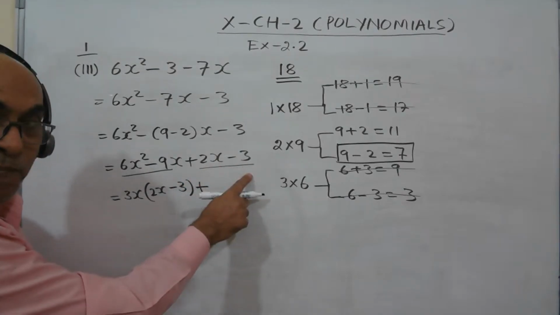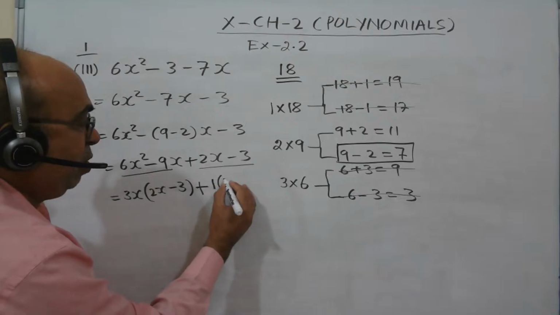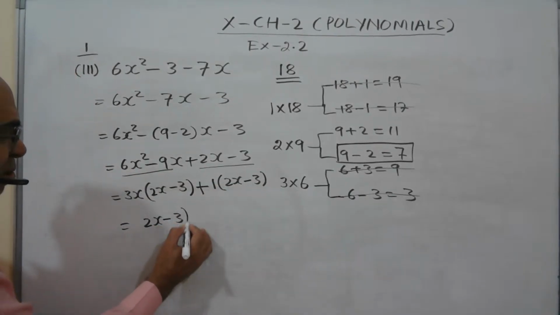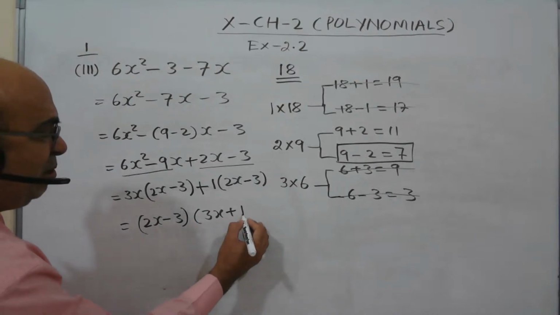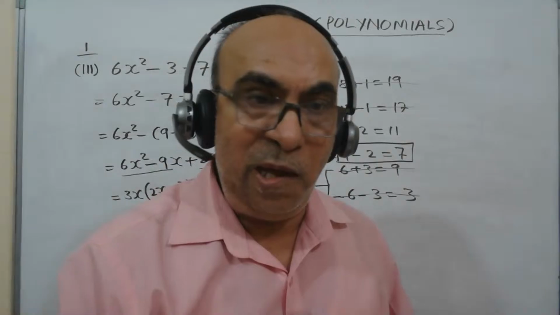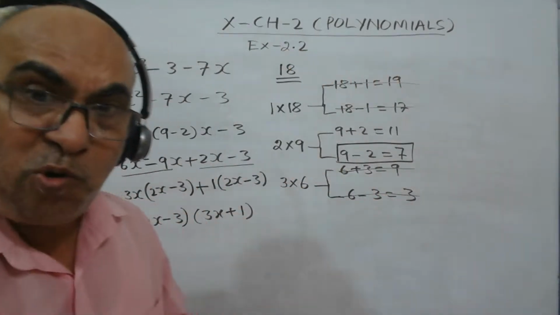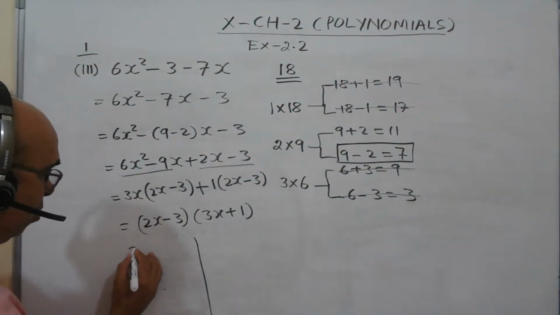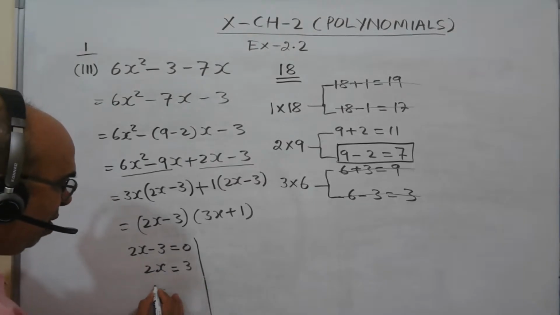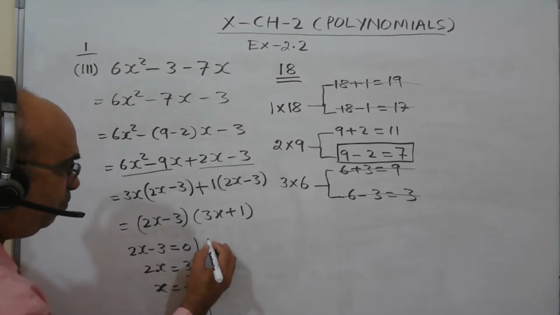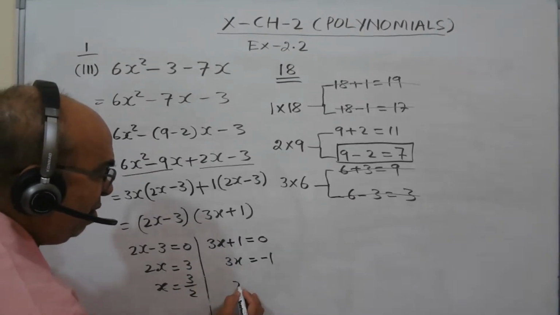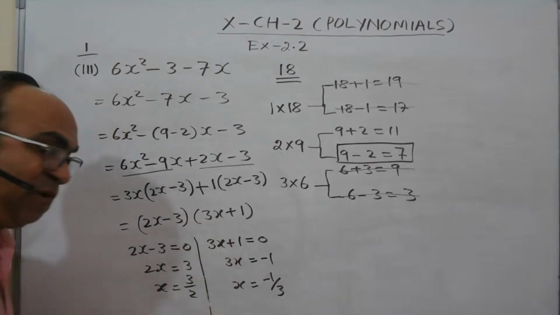So what is common between them? 1 is common. Yes, good. 2x minus 3 is common and it is 3x plus 1. So factorization is over. Now the second step is to equate each factor with 0 to get the zeros. So 2x minus 3 equal to 0, 2x equal to 3, x equal to 3 by 2. 3x plus 1 equal to 0, 3x equal to minus 1, x equal to minus 1 by 3.